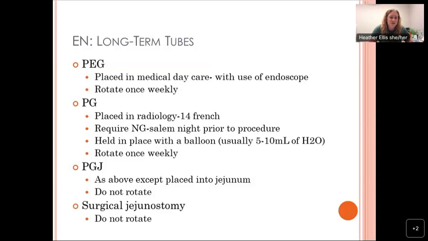Either one of our doctors generally place those, either Dr. Stevenson or Dr. Canthan. The PGs, so those are the percutaneous gastrostomy tubes, are placed in radiology. They're generally a 14 French tube, and they do require a Salem to be inserted the night before.